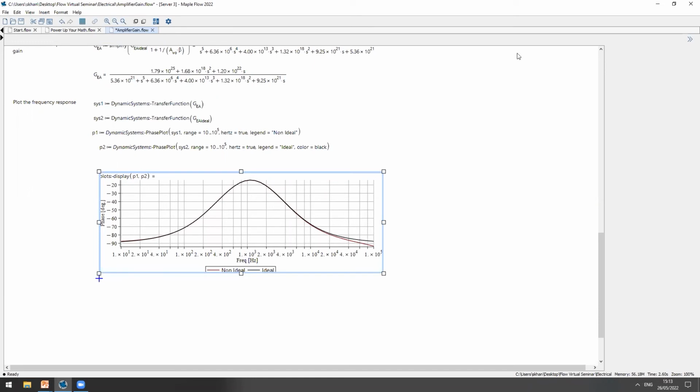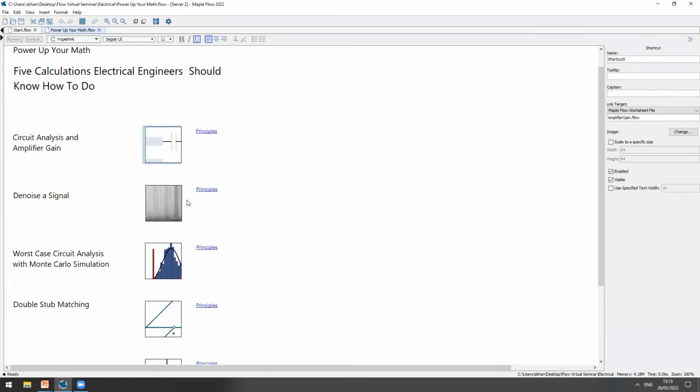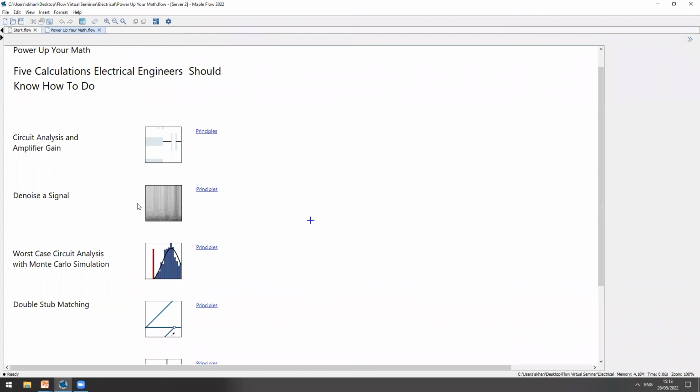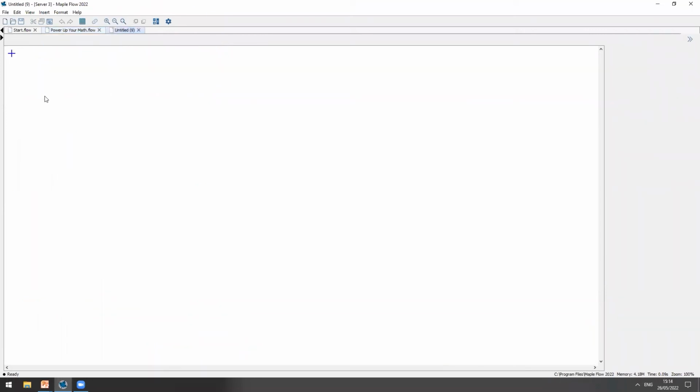So let's move on and talk about our second application, signal denoising. In fact, I think I'll create this one from scratch. Let's see how this goes. So let's fire up a brand new MapleFlow document. So what I think we're going to do is artificially create a signal. Perhaps the sum of two sinusoids.